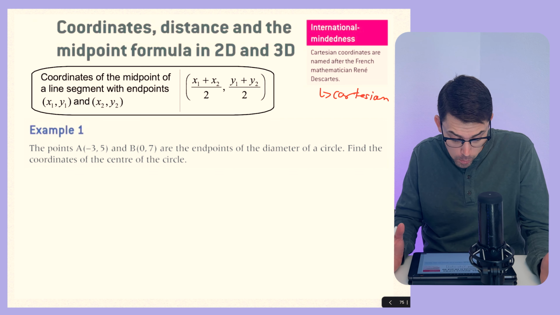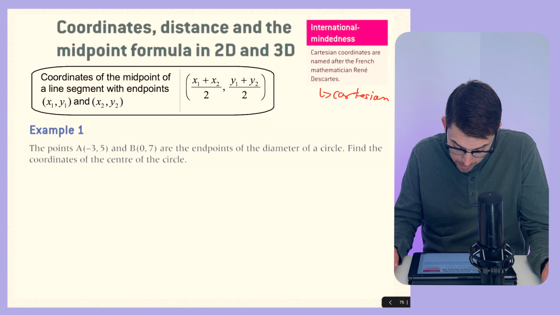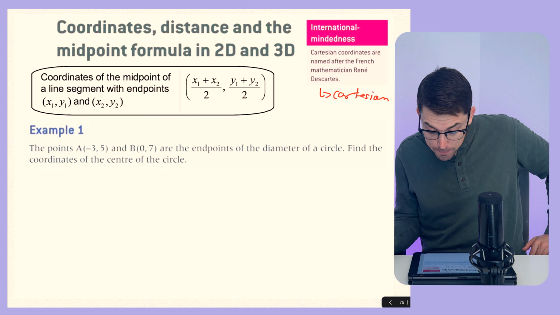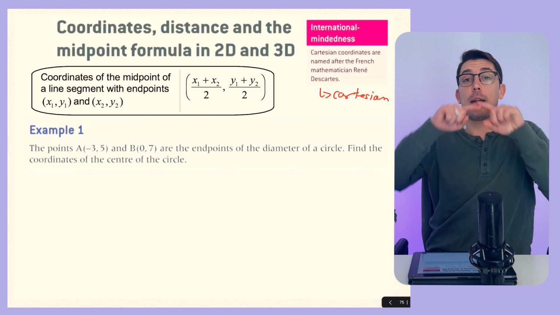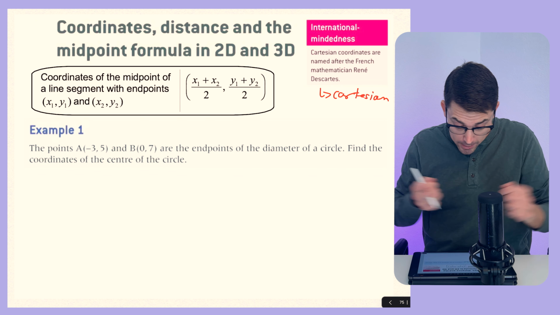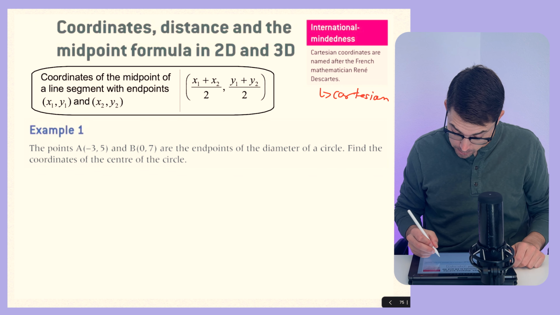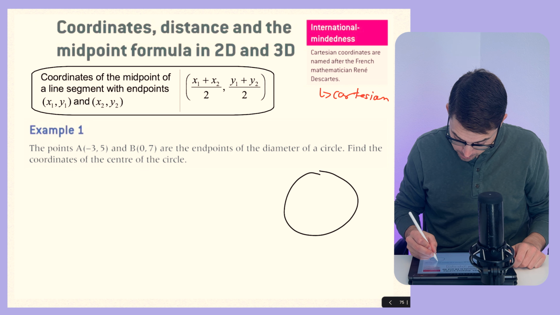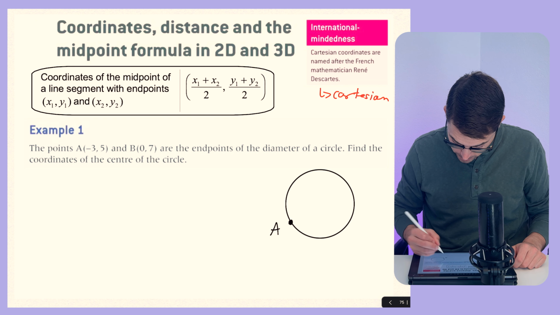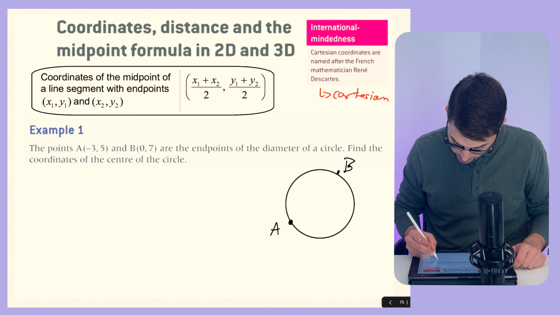All right, so in example 1, we're asked, hey, we have -3, 5 for one point, A, and then B, we have 0, 7. These are the endpoints of the diameter of a circle. Remember, diameter of a circle, twice the radius, going across from endpoint to endpoint. So now we want to find the coordinates of the center of a circle. So let's say we had some kind of circle here. And let's say that A was here, and then B was here, and we want to find the center between the two, C.